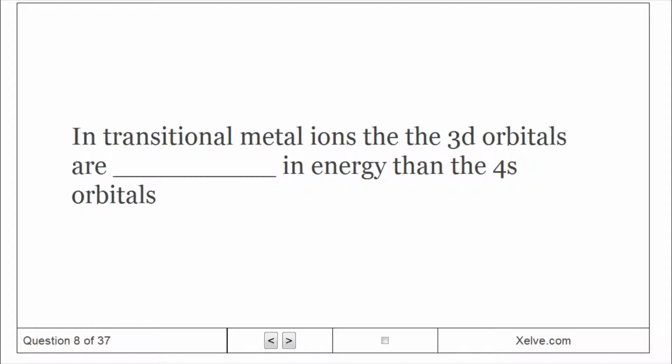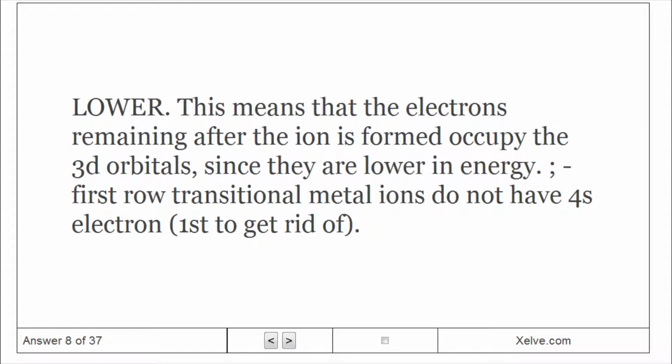In transition metal ions, the 3d orbitals are lower in energy than the 4s orbitals. This means that the electrons remaining after the ion is formed occupy the 3d orbitals, since they are lower in energy. First-row transition metal ions do not have 4s electrons.